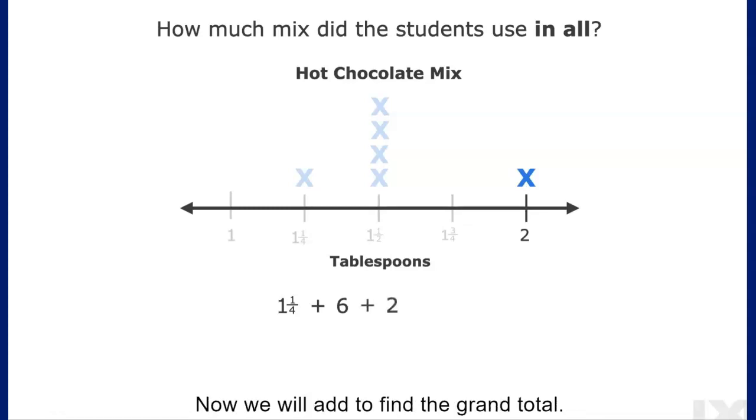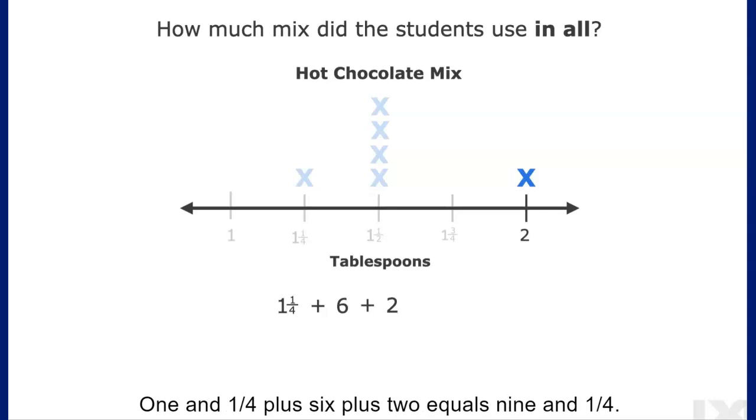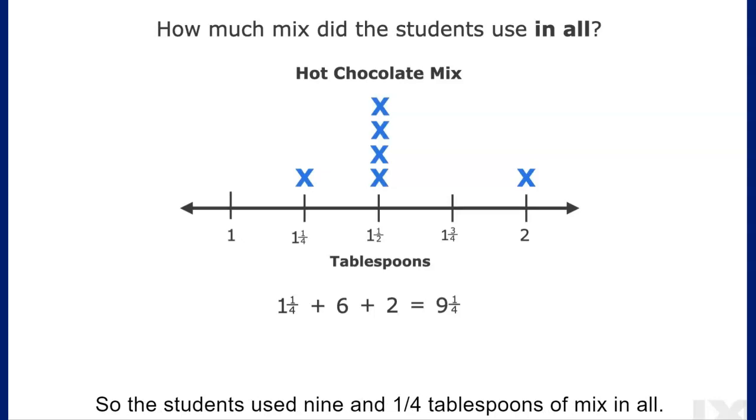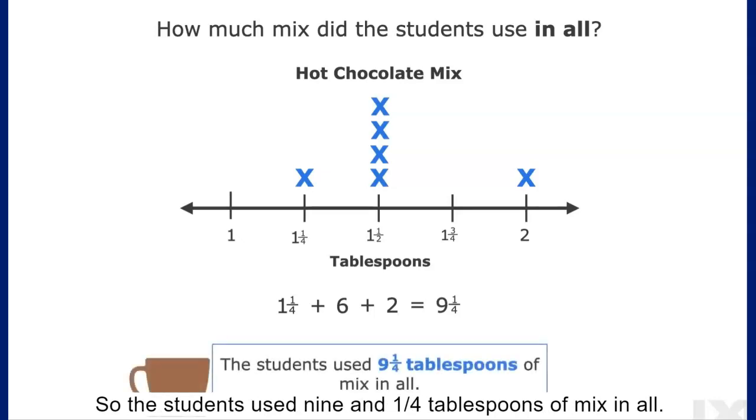Now we will add to find the grand total. 1 1/4 plus 6 plus 2 equals 9 1/4. So the students used 9 1/4 tablespoons of mix in all.